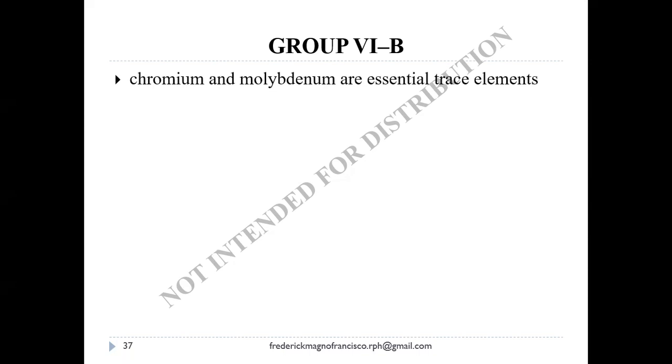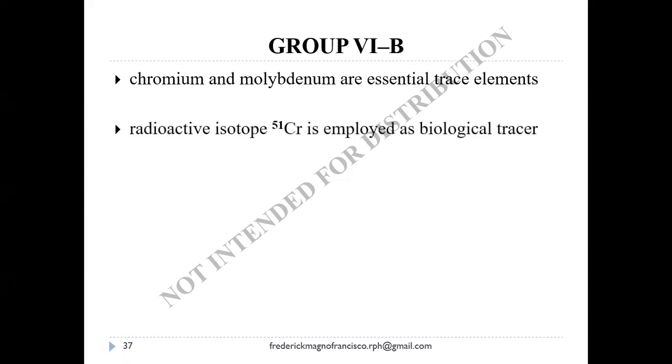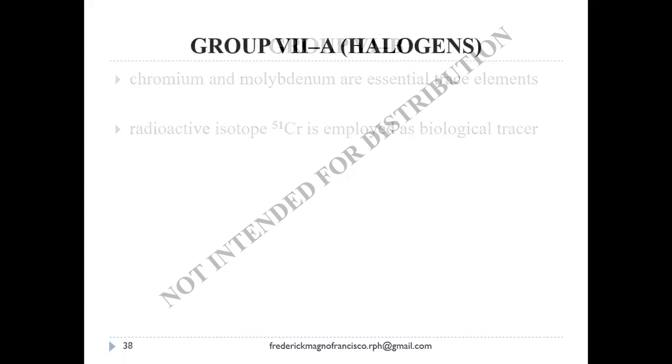Group 6B. Chromium and molybdenum are essential trace elements. Chromium has a wide margin of safety between amounts usually ingested and those showing adverse effects. The radioactive isotope chromium-51 is employed as a biological tracer in certain hematological procedures.